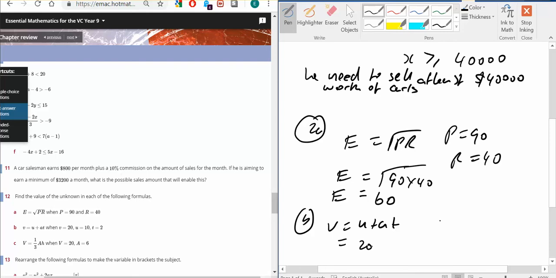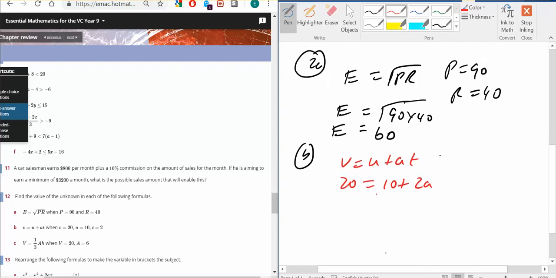Okay, let's rewrite this because this one's a bit more complicated, because you need to rearrange. So V equals U plus AT. We know V equals 20, U equals 10, T equals 2. We don't know what the value of A is, so that's just 2A here. Okay, so we want to solve this equation. I subtract 10 off both sides, so you're left with 10 on this side equals 2A, so A equals 10 divided by 2, which is 5.